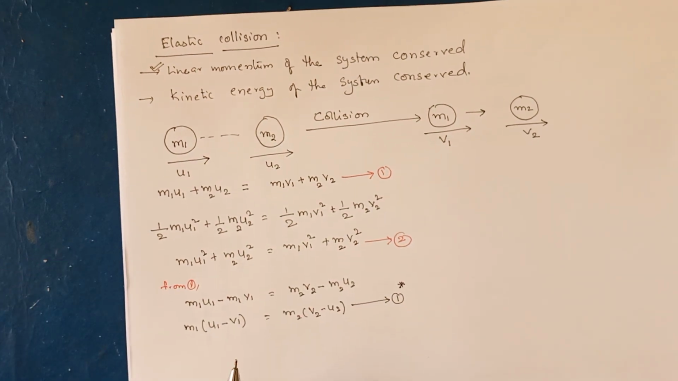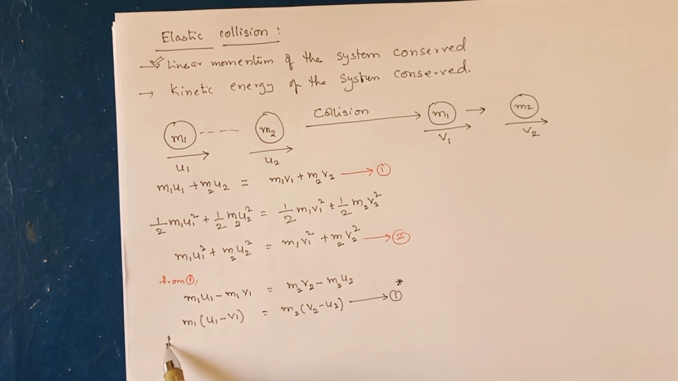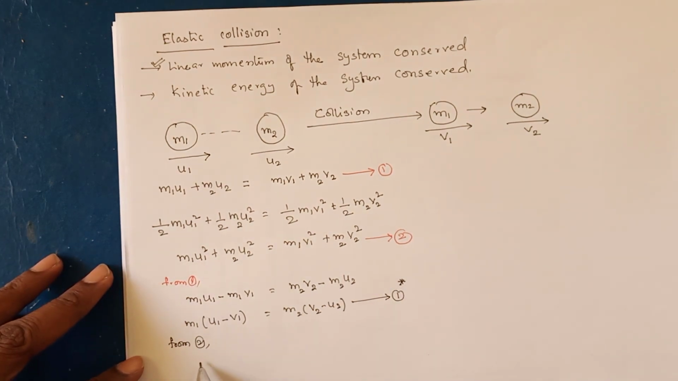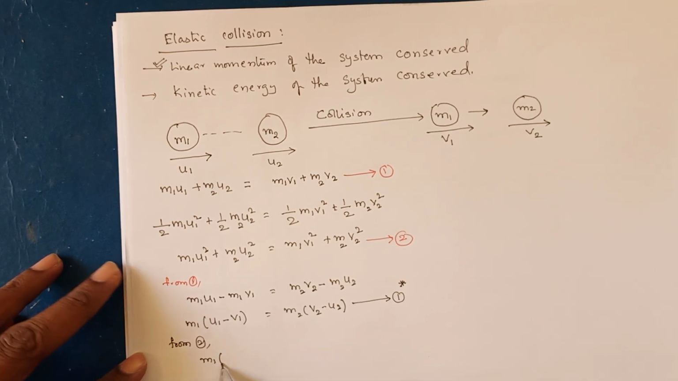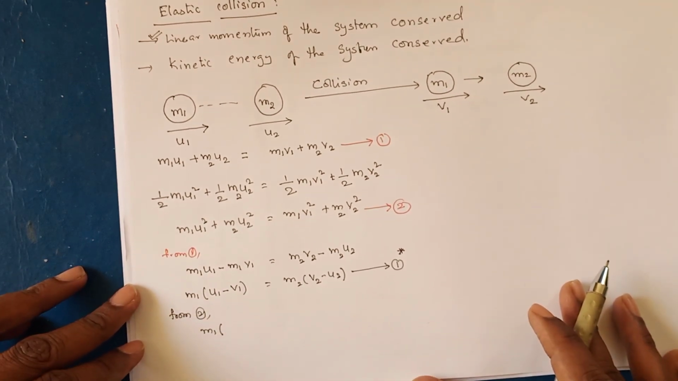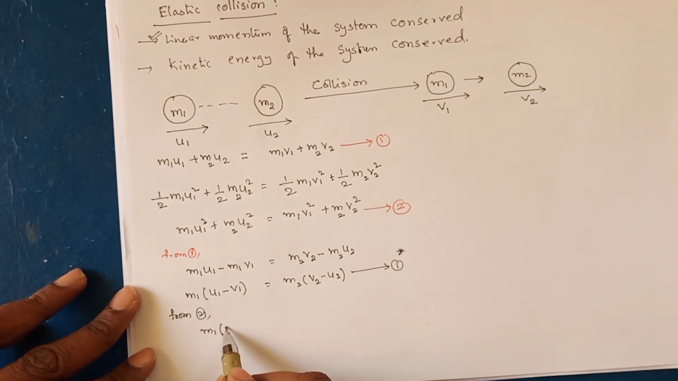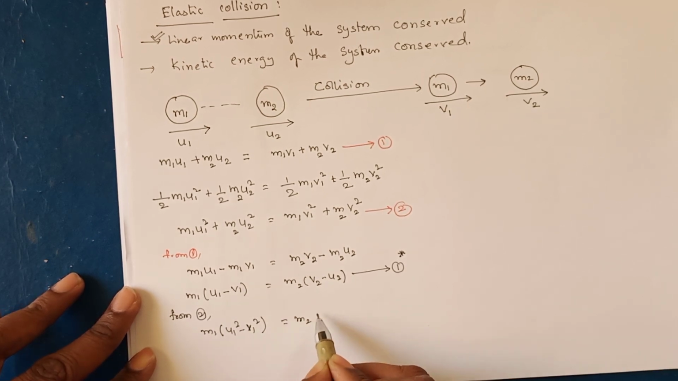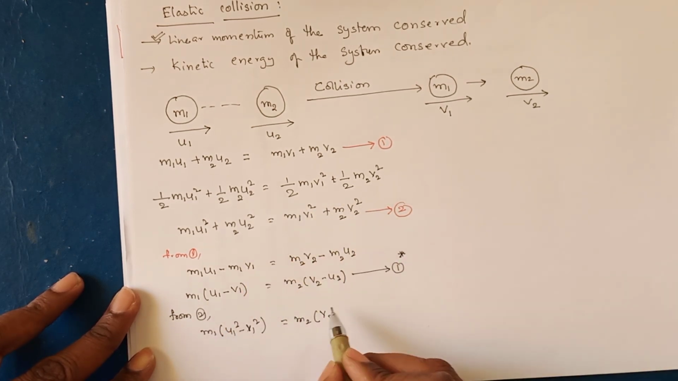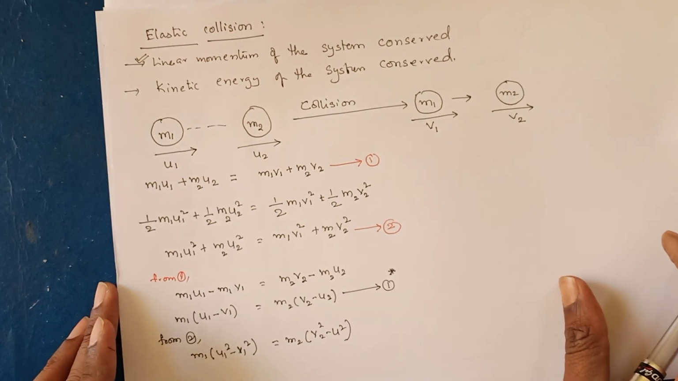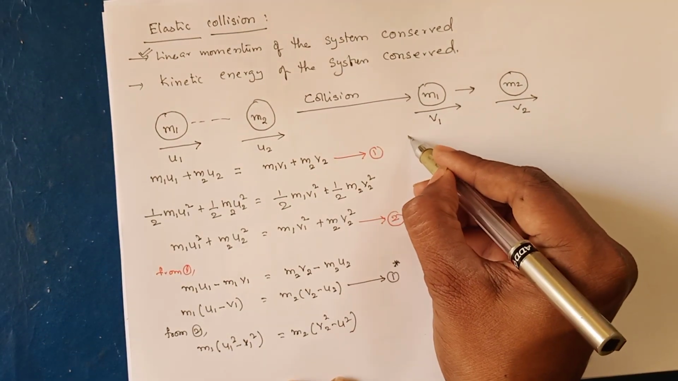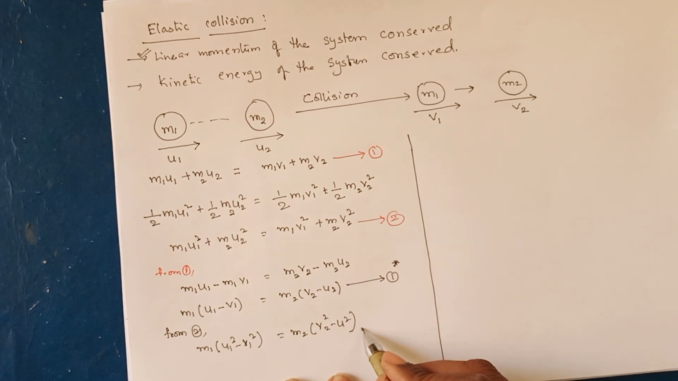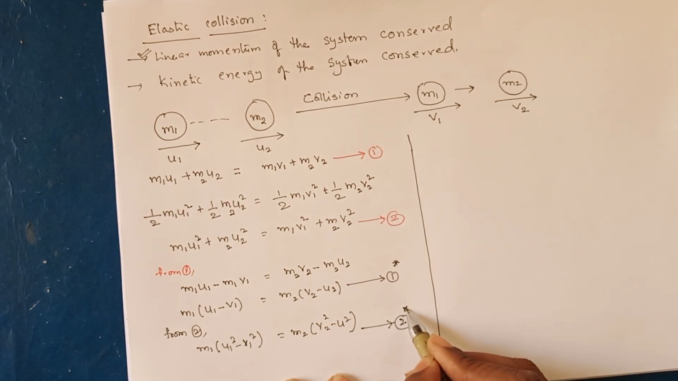Right? Now from 2 we will write it as m1 taking common, u1 square minus v1 square, m2 taking common, v2 square minus u2 square. Now what is this? You can write it as equation number 2 star.